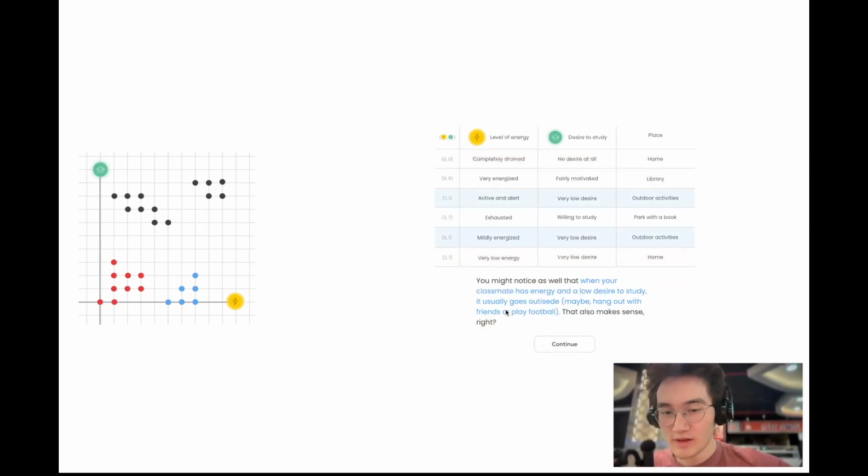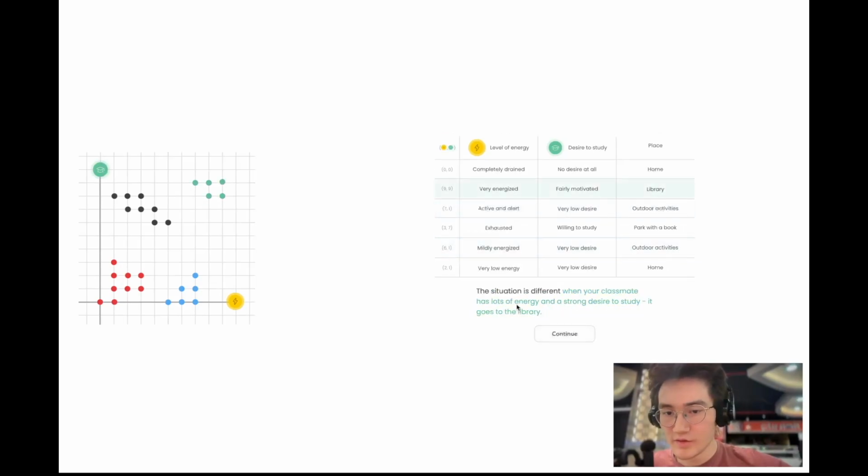Okay, you might notice as well that when your classmate has energy and a low desire to study, it usually goes outside, maybe hangs out with friends or plays football. That also makes sense. See, here is a group. Okay, let's continue. The situation is different when your classmate has a lot of energy and a strong desire to study. It goes to the library. Fair enough. The last group we see is when your classmate really wants to study but doesn't have much energy. It usually goes to a park with a book.